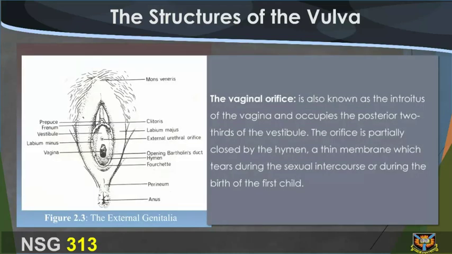The vaginal orifice is also known as the introitus of the vagina and occupies the posterior two-thirds of the vestibule. The orifice is partially closed by the hymen, a thin membrane which tears during sexual intercourse or during the birth of the first child.